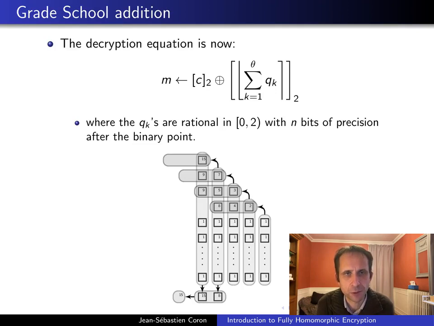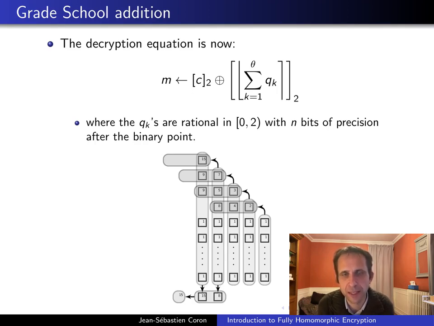In particular, we must consider the final addition. We are going to simply perform a grade school addition of the qk's. This means that we are going to propagate a carry, so that eventually we compute this addition, but with a very small number of bits.